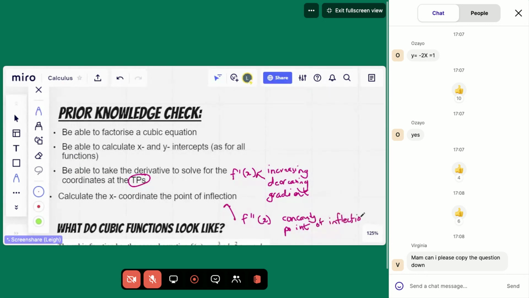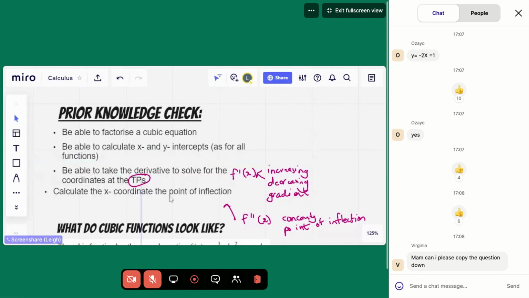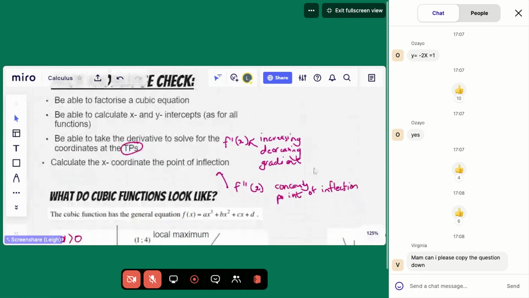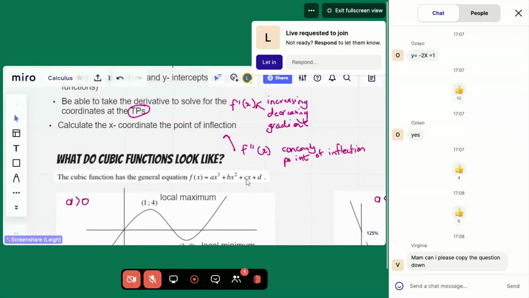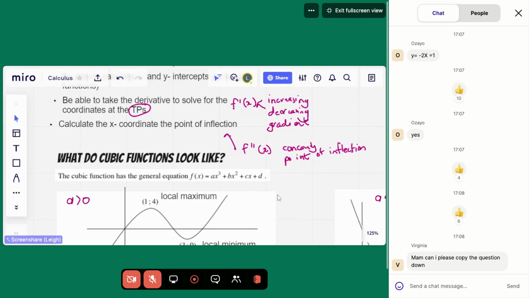Before we talk about sketching them, let's just talk about what cubic functions look like. Let's just move this up. So they take the general form, f of x equals ax cubed plus bx squared plus cx plus d. They have to contain the ax cubed term in order for it to be a cubic function. So b could be 0, c could be 0, d could be 0, but it's not possible for a to be equal to 0.